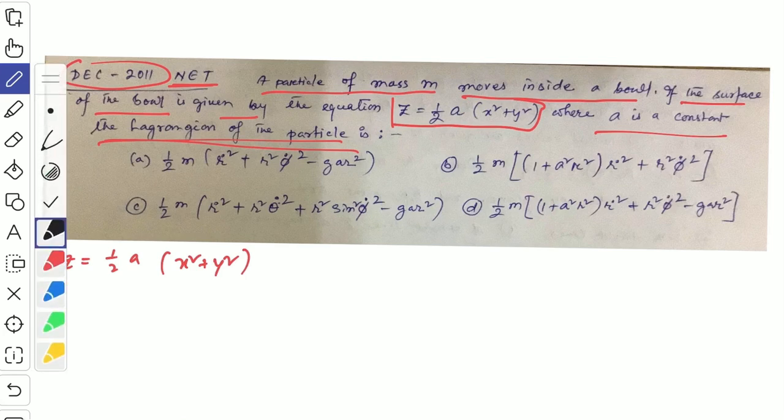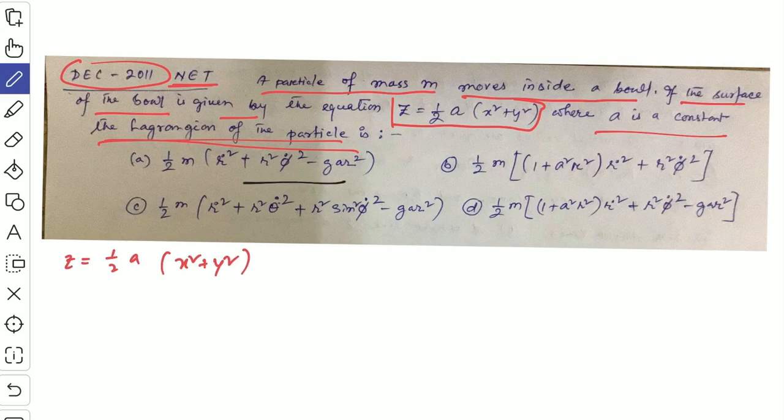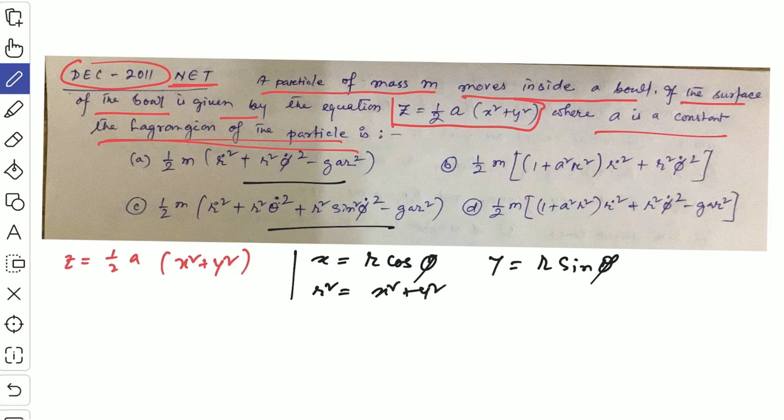So what we can do here first, let me make it black. Here you see these options are in cylindrical coordinates. So we know in cylindrical, in polar coordinates, x is r cos phi and y is equal to r sin phi. Then r square is equal to x square plus y square. So these are our polar coordinates. Then z will be equal to 1 by 2 a r square. So we have got x, y, and z. Hope you have understood.